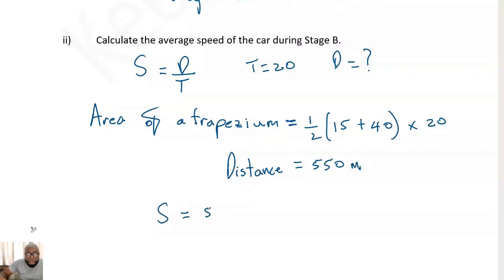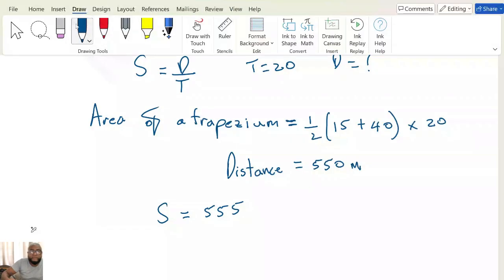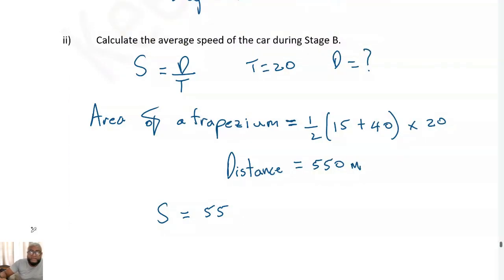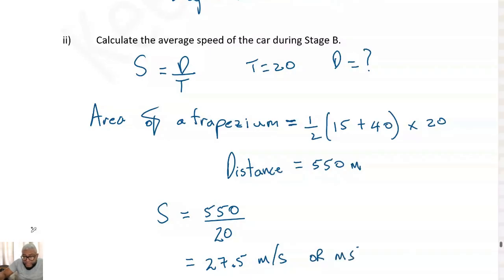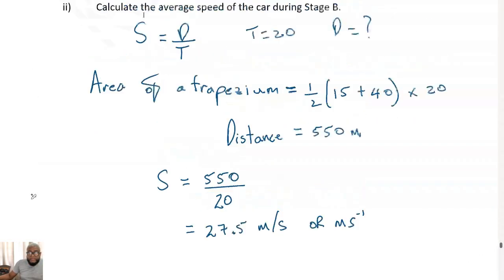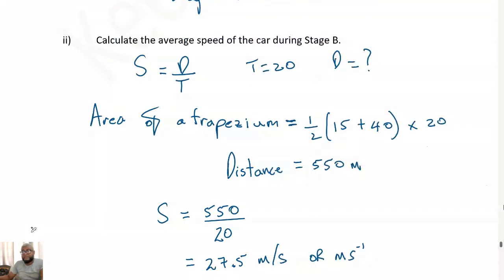The average speed will be equal to distance, 550, divided by my time, which was 20. Remember, that's the time for stage B. And what would my average speed be? 27.5. 27.5 meters per second. I could write it like this, or I could write it as meters per second with a -1, however you want to write it. Everybody good here? Those who have to write.